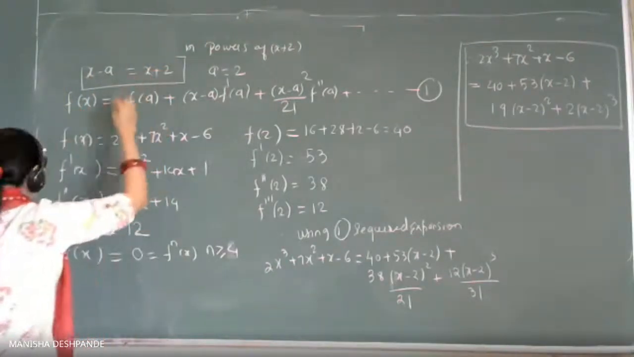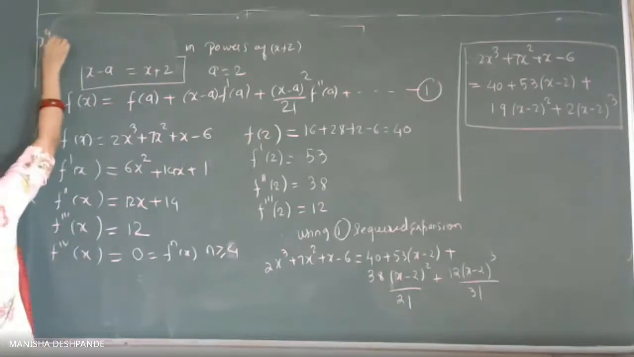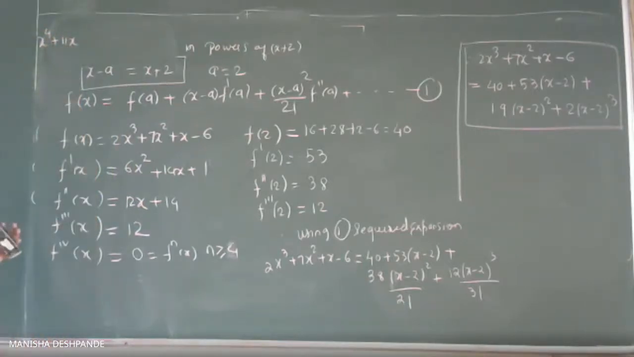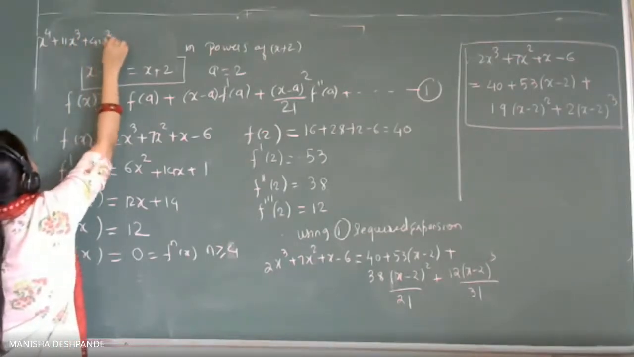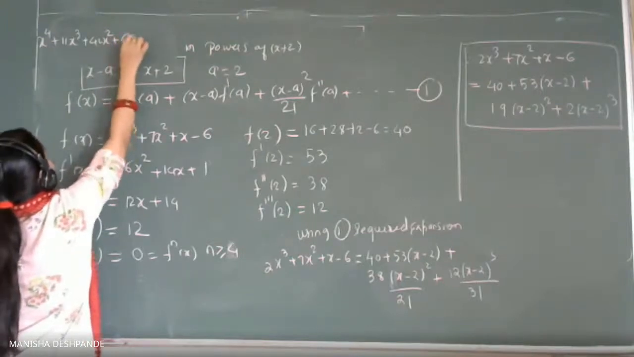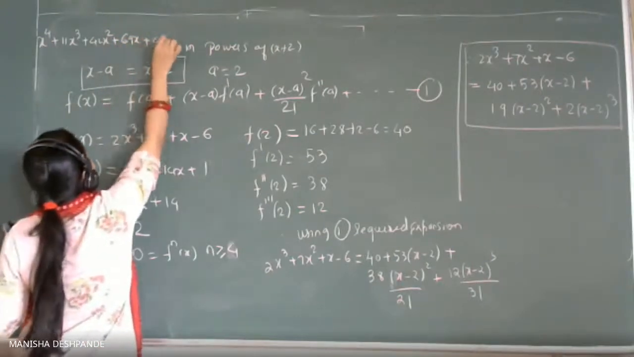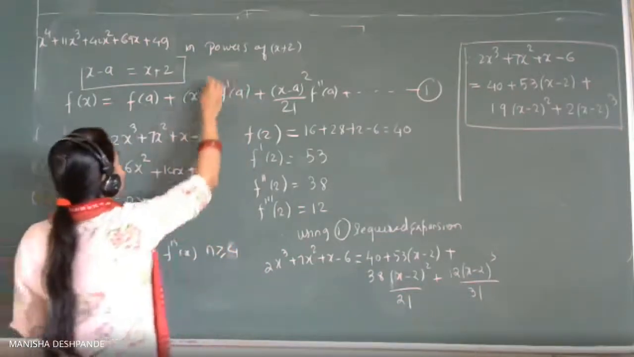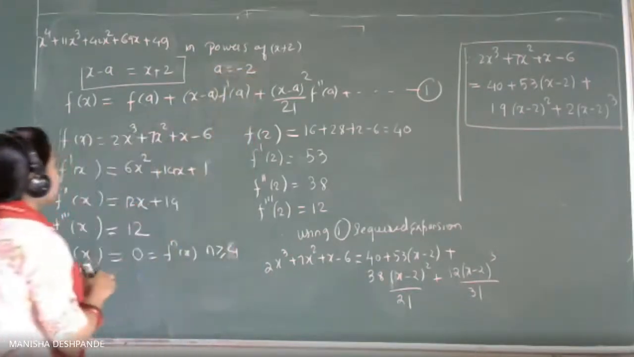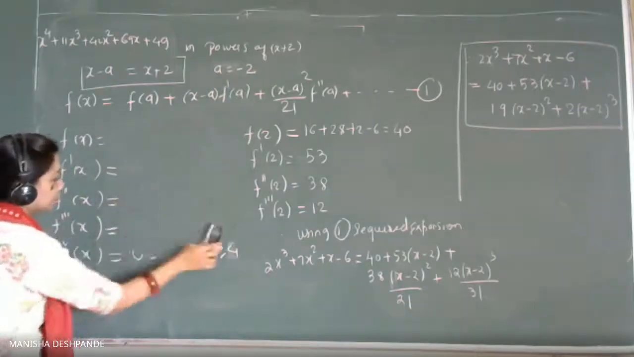x raised to 4 plus 11x cube plus 42x square plus 69x plus 49. This is the reverse question of some equation, so we will do that also and see. So x minus a is compared with x plus 2, so a is equal to minus 2. Ma'am, wait, now we'll solve for 2 minutes. I'm not going to write. You solve and take the answer.